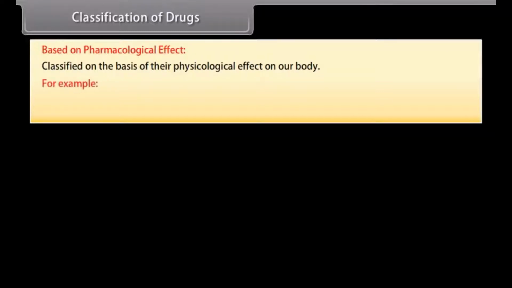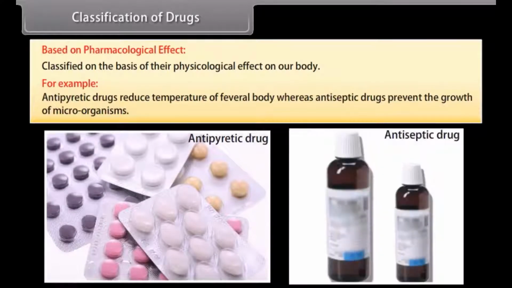Classification of drugs. Drugs can be classified in several ways. Based on pharmacological effect: drugs are classified on the basis of their physiological effect on our body. For example, antipyretic drugs reduce temperature of febrile body, whereas antiseptic drugs prevent the growth of microorganisms.